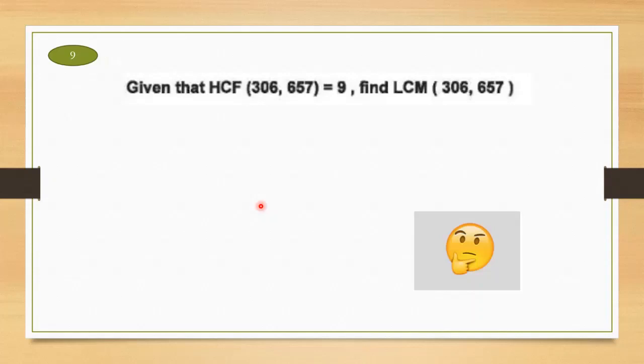Do this. Given HCF is 9, find the LCM. What is the formula? Number 1 into number 2 is equal to HCF into LCM. So LCM is equal to number 1 into number 2 upon HCF, which is 9. So 306 into 657 upon 9, faster. These sums should not take a lot of time.